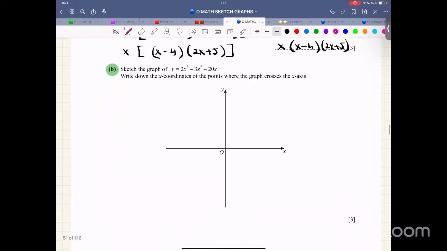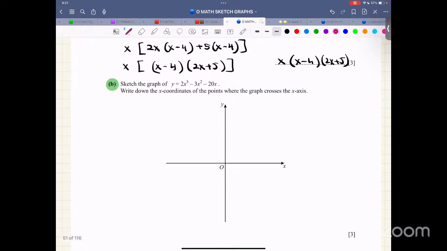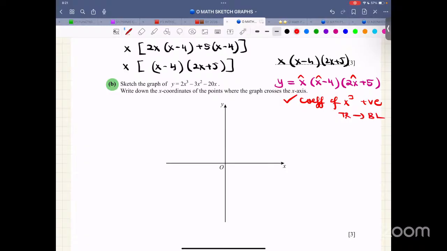Sketch this graph. So now when I'm sketching this graph, this is y equals x bracket x minus 4 times 2x plus 5. That is what I just taught you. The first thing, that is positive, positive, positive. So coefficient of x cubed is positive. All good? Top right, bottom left.